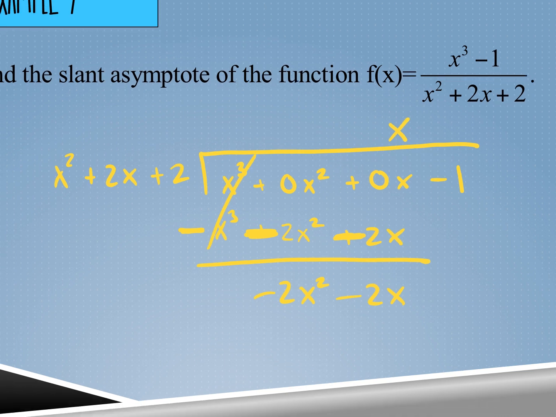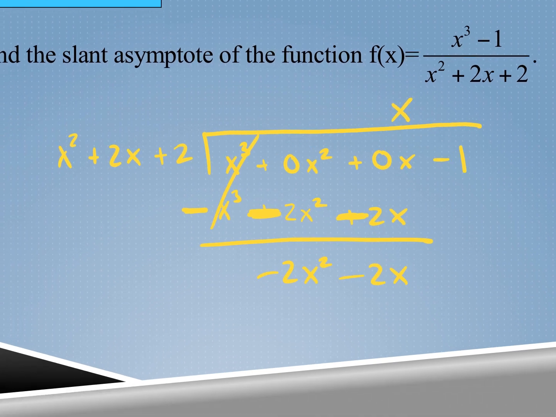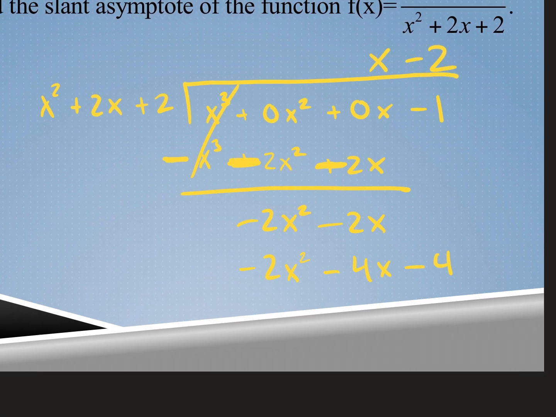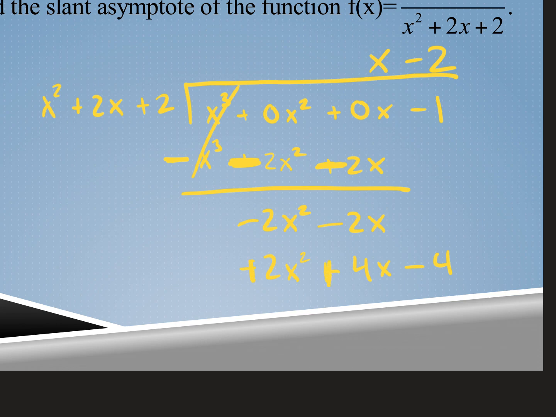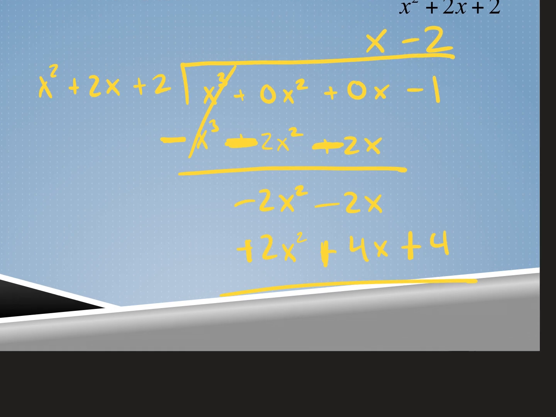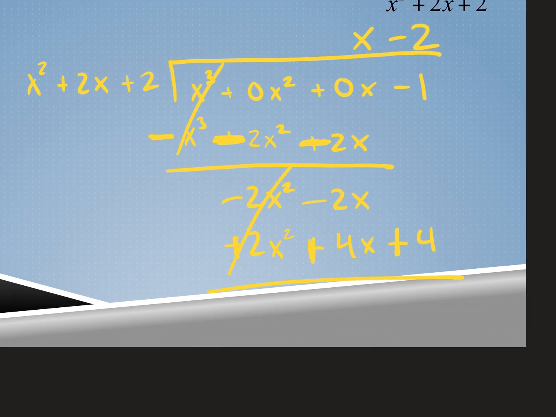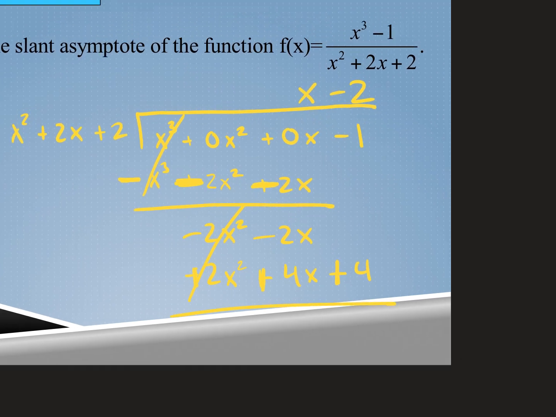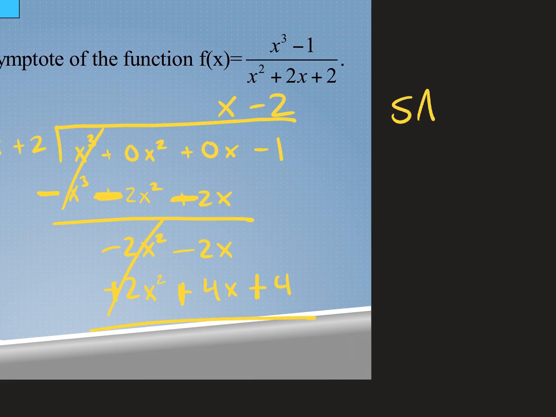Divide. So what is negative 2x squared divided by x squared? Negative 2. Once we write it on top, we multiply everything on the outside. So negative 2x squared minus 4x minus 4. Change the signs and combine. Do I need to keep going? No. Once I get my x and my constant on top, the rest of it's just going to be the remainder. So what's my slant asymptote? Y equals x minus 2.